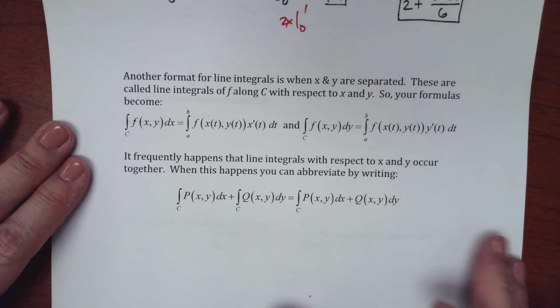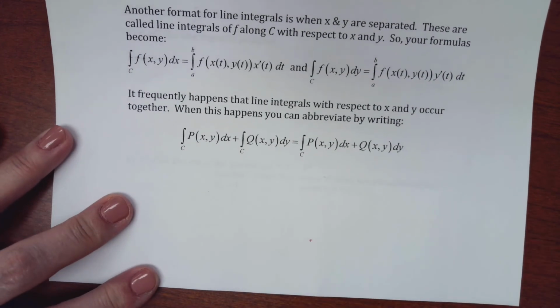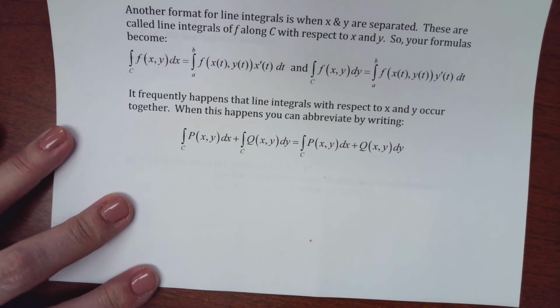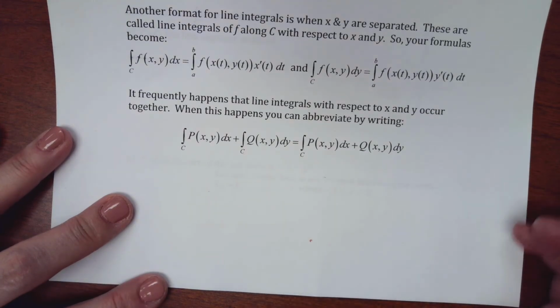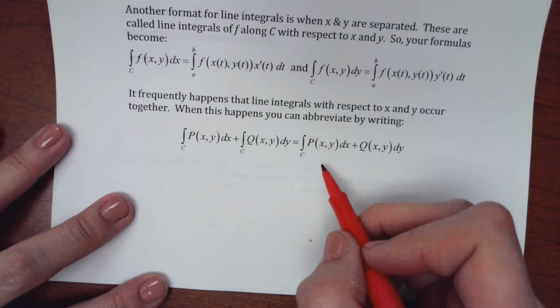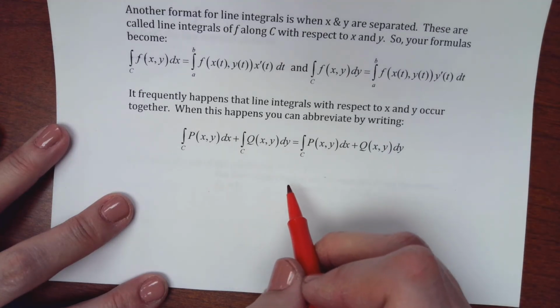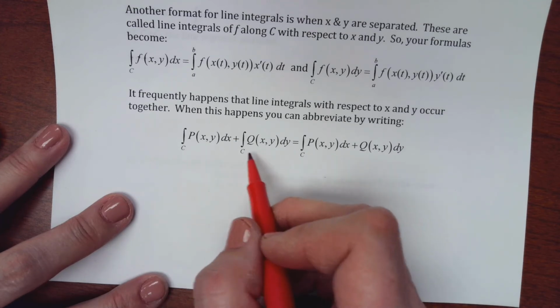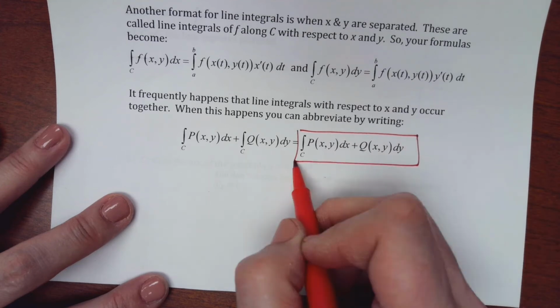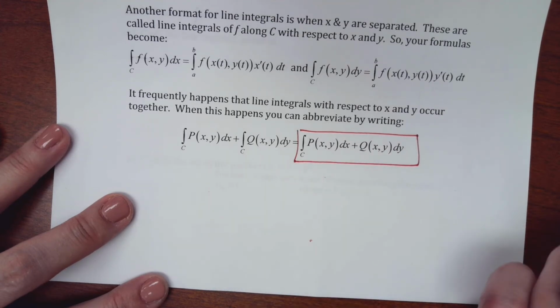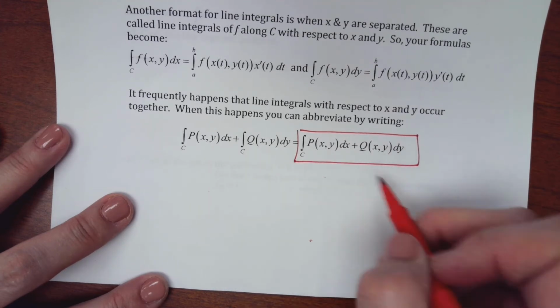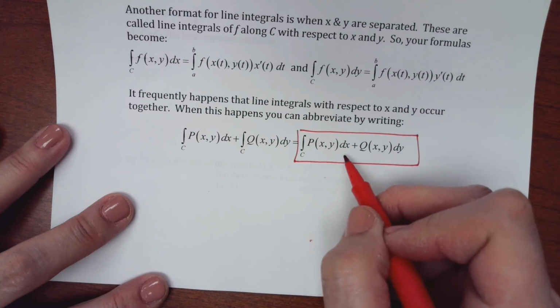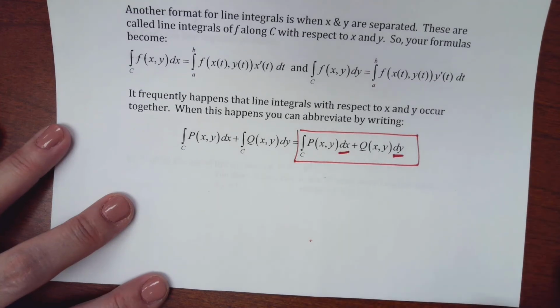And so it frequently happens that line integrals with respect to x and y occur together. So when this happens, you can abbreviate this by writing it this way. So notice that, what's the difference here? Hang on. Like I literally wrote the same, oh, I'm sorry, this has the integral twice and this has it once. So this is how we end up writing it. Just pay attention to what goes where in the next one. It's pretty simple, but this dx and this dy are going to be important as well.